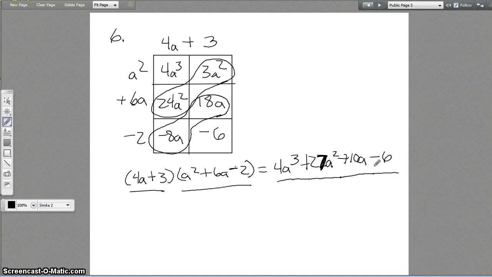So that is what they want you to do for number 6, which is just like the homework problem number 11. Make sure you write out your final answer. Don't just write out the problem.